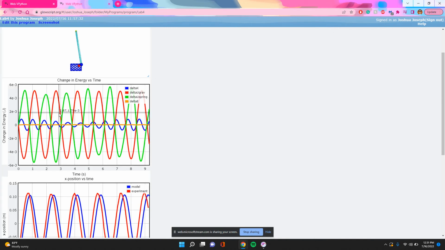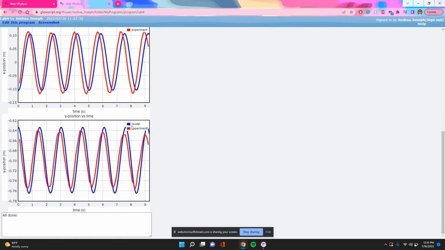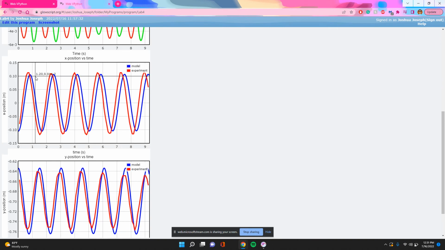When we're looking at the graph, we can see that as delta U spring increases, delta U gravity decreases, and these two oscillate against each other. We can also see that delta K oscillates at a lower amplitude, but it's still there. One key thing to note is that delta E throughout this whole graph remains zero. As we continue and look at the X and Y positions, we can see that they're very similar, but there's a slight discrepancy between the two values. We'll look into this a little more.